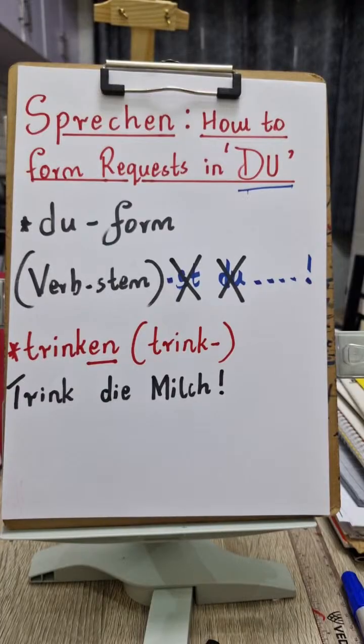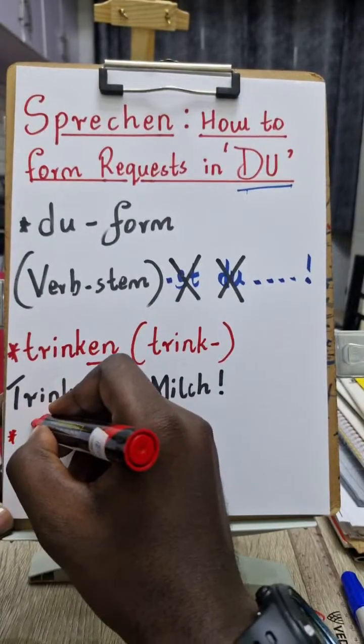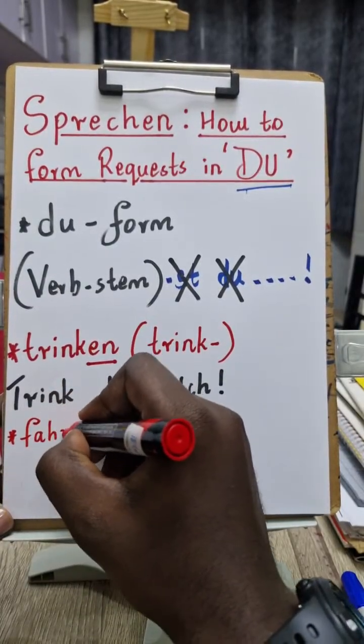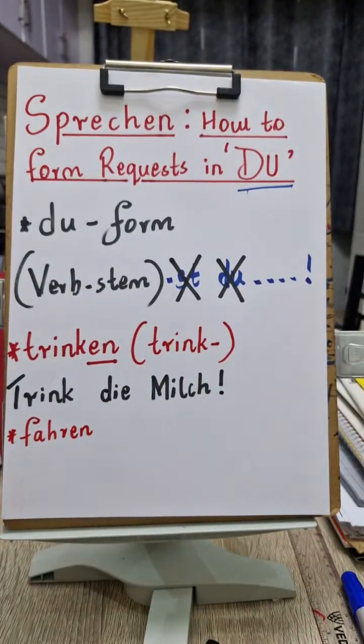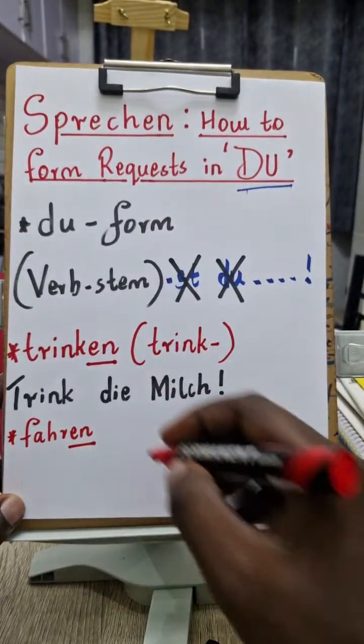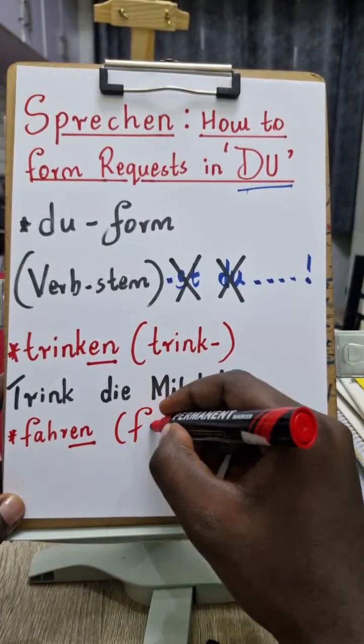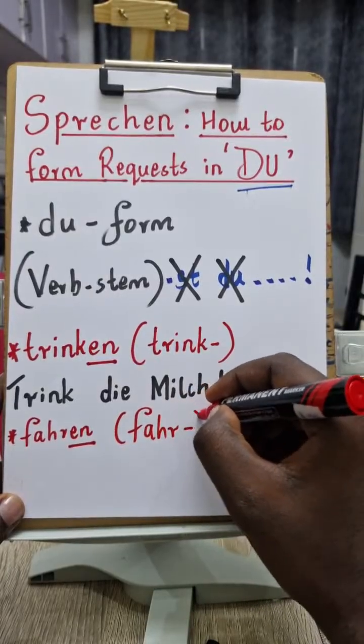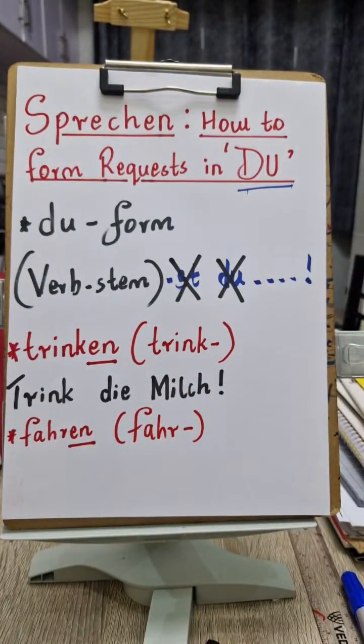Okay. All right. Let's go ahead and pick some other examples. Now, I'm going to pick the verb fahren. Right? Now, fahren means to drive or even to travel, right? So if you do the same thing, remove the ending en. Now, the verb stem that would remain here is fahr, something like this. All right? So fahren, now you have fahr. So you want to tell somebody, drive the bus.